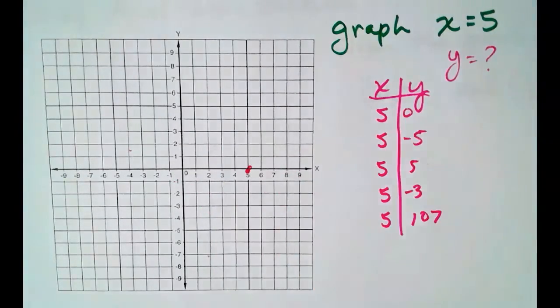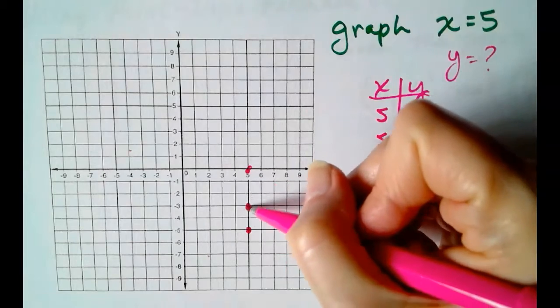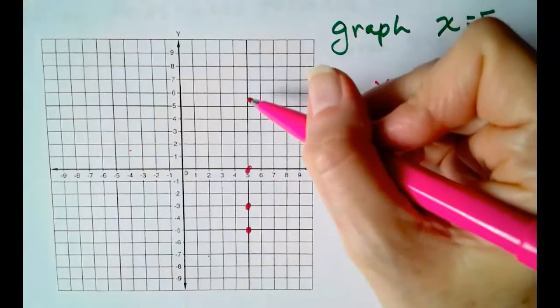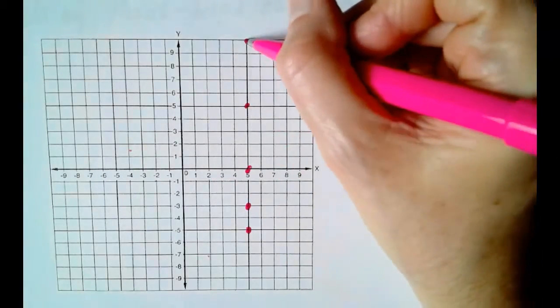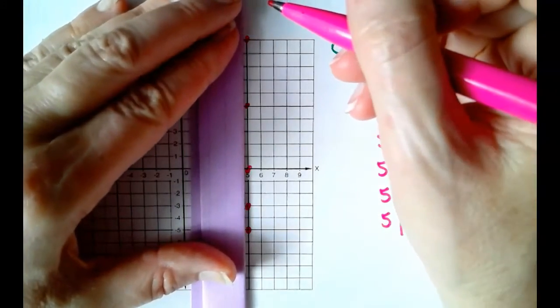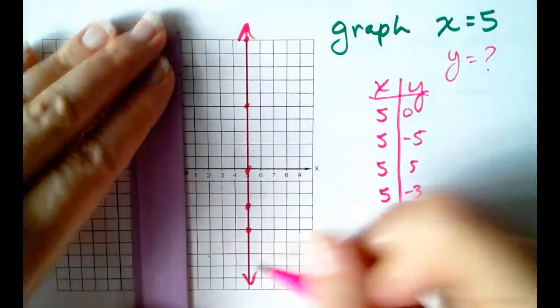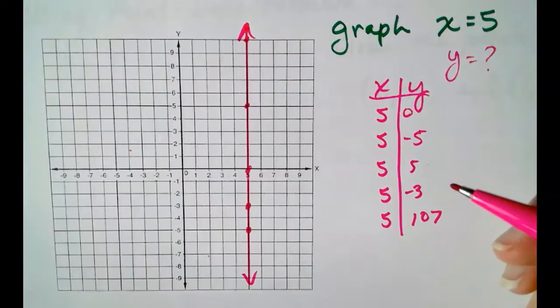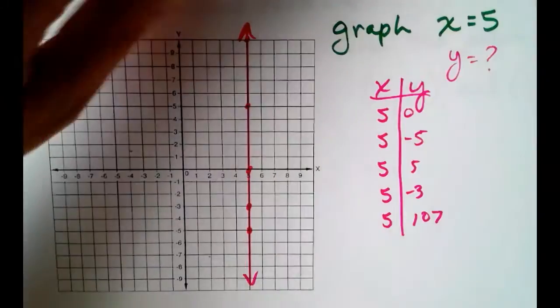Over 5, up 0, over 5, down 5, over 5, down 3, over 5, up 5, over 5, up 10. What we have here is a vertical line. And of course, we know that the vertical line is not a function because the x values are repetitive and also because it does not pass the vertical line test.